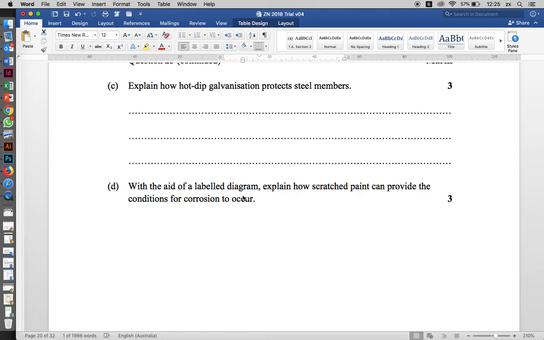First of all, you'd say the steel is dipped into molten zinc, which forms a protective layer for the structure. The zinc oxide forms a non-corrosive oxide layer, which protects the steel. That would be the answer I would give.